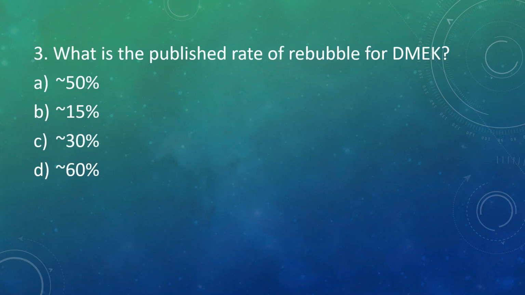So the published rate of rebubble for DMEK is about 30%. I think that's pretty high. I think a lot of that data is from before we changed some of our techniques, before we were using gas. I think it's probably in the 10% range or something like that.